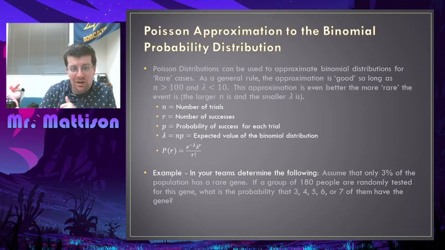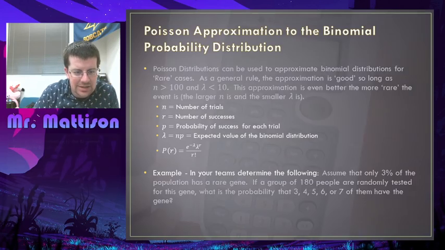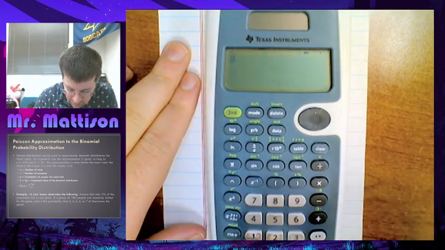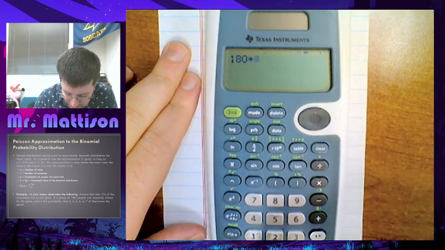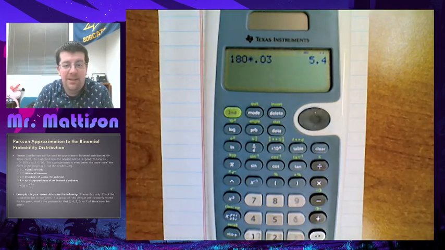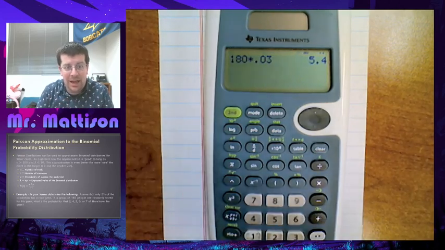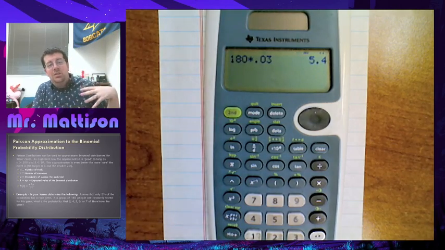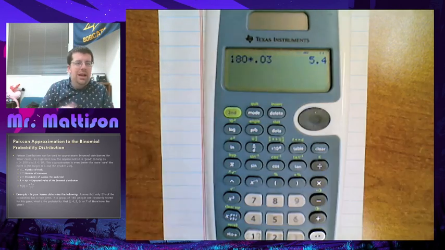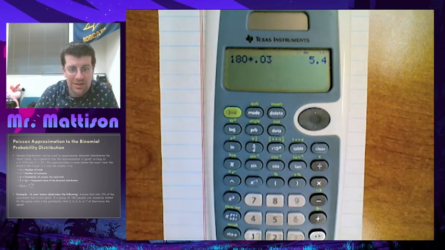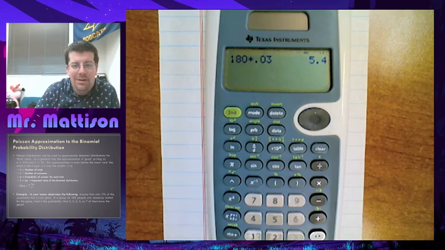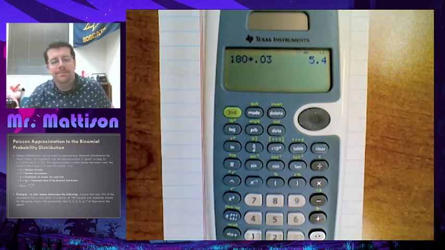Well, my sample size is larger than 100, so that's good there. My lambda is going to be my sample size times my probability of success. So if I do 180 times 0.03, I get 5.4 for my lambda. So my lambda is less than 10 by a good amount here. My n is greater than 100 by a decent amount. This is a prime candidate for a Poisson distribution, because again, that's a fairly rare case for me, right? I'm going to expect 5 people, right?